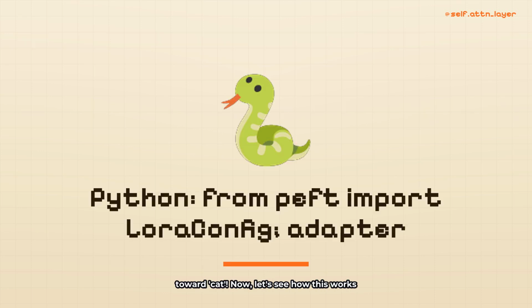Now, let's see how this works in code. Here's a tiny Python snippet. We start with a big model, then add a LoRA adapter on top. The adapter is just a small layer that sits between the model and the output. When the model runs, it first does its normal thing. Then the adapter tweaks the numbers, like adding 0.5, minus 0.3 to the cat rule. That's all the code does.